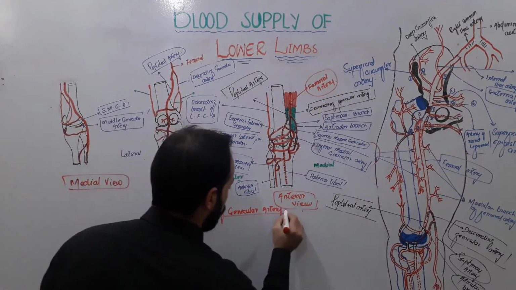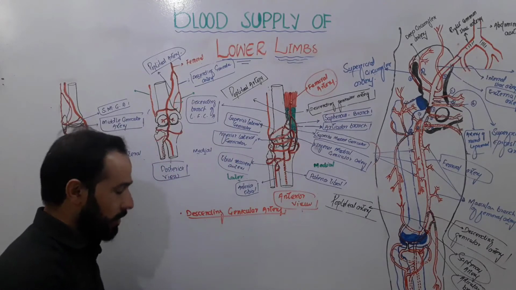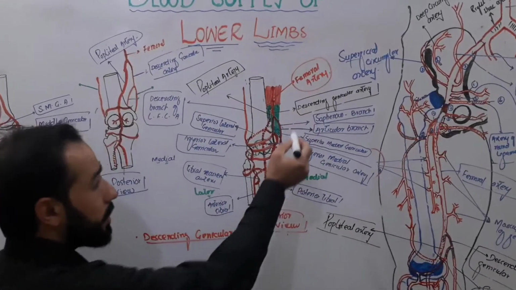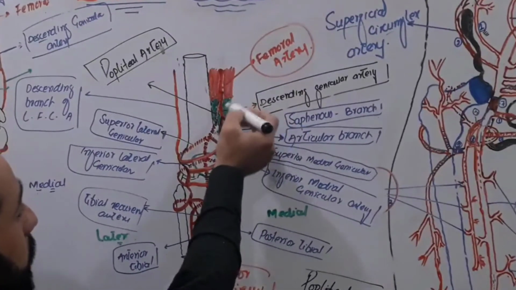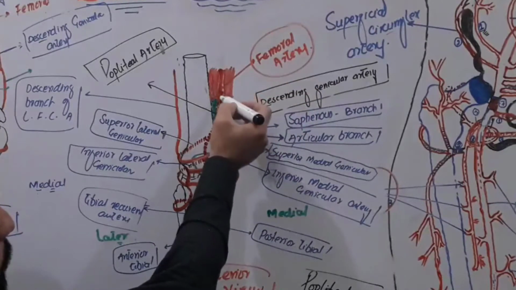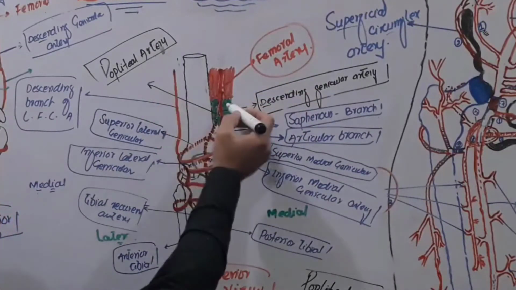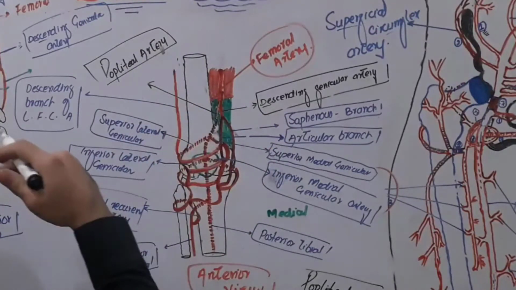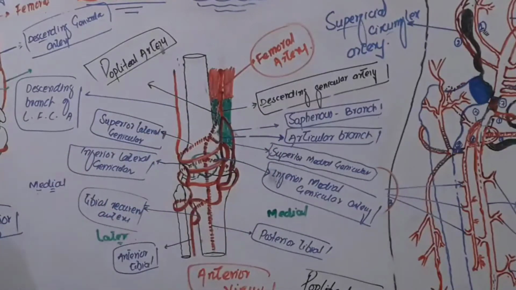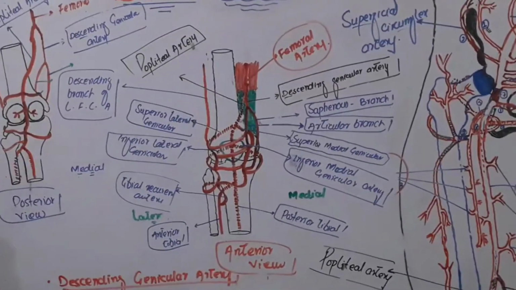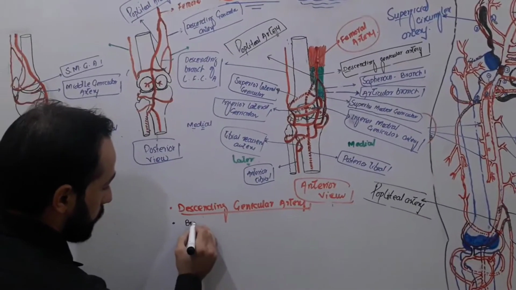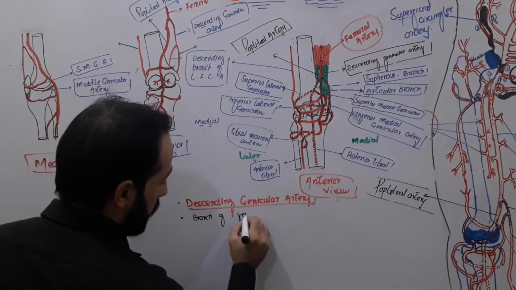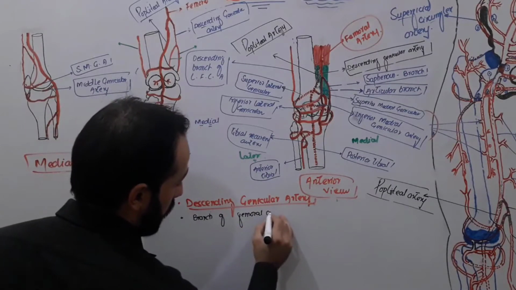Clear, friends? So first of all, what is genicular artery? Descending genicular artery is a branch of the femoral artery. This is our femoral artery, then it gives the popliteal artery and the descending genicular artery. I have discussed this in big detail in the previous lecture. You can watch it there, right? So this is a branch of femoral artery. Everyone knows femoral artery.